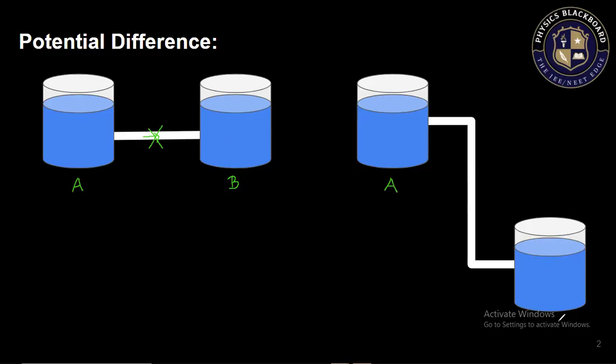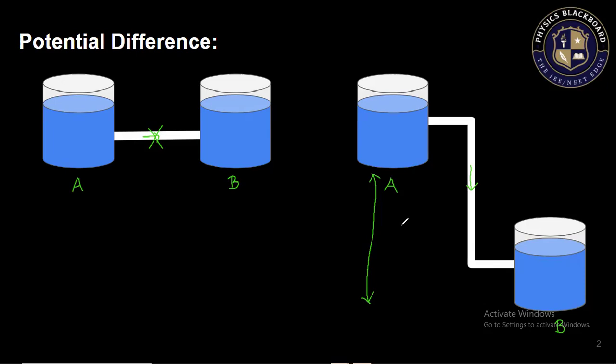Now you can see the second case. Let's say this is beaker A and this is beaker B. Here also we have equal amounts of water in both beakers, but one beaker is kept at a certain height. That is, beaker B is kept on the ground, and beaker A is kept at a certain height. In this scenario, the water will start flowing from beaker A to beaker B because of the difference in the height of the beakers, right? Yes, that is what we consider as a potential difference.